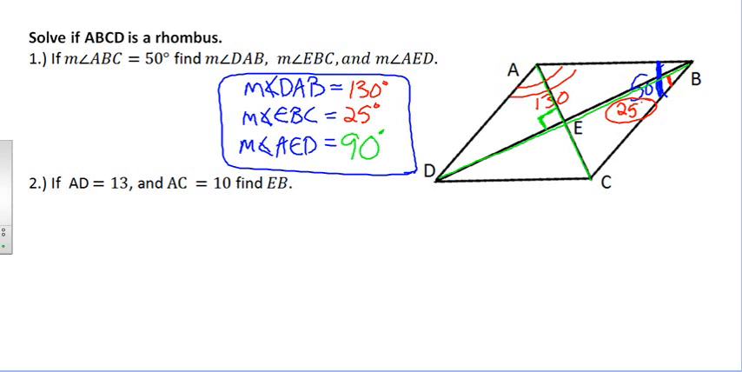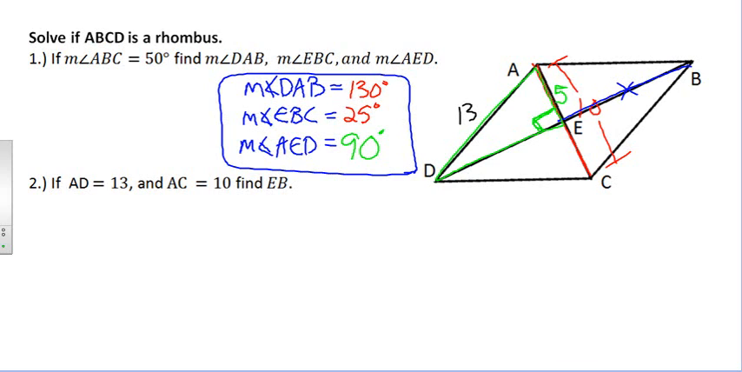Problem number 2. If AD is 13 and AC is 10, find EB. Well, EB is this length right here. In order to do this problem, I'm actually going to use the Pythagorean theorem. Why can I do that? Well, the reason is because the diagonals are perpendicular to each other. So this small triangle here is a right triangle. I know that AE here is 5 because a rhombus is a parallelogram, so the diagonals bisect each other. The length of AC was 10, so half of that is 5.